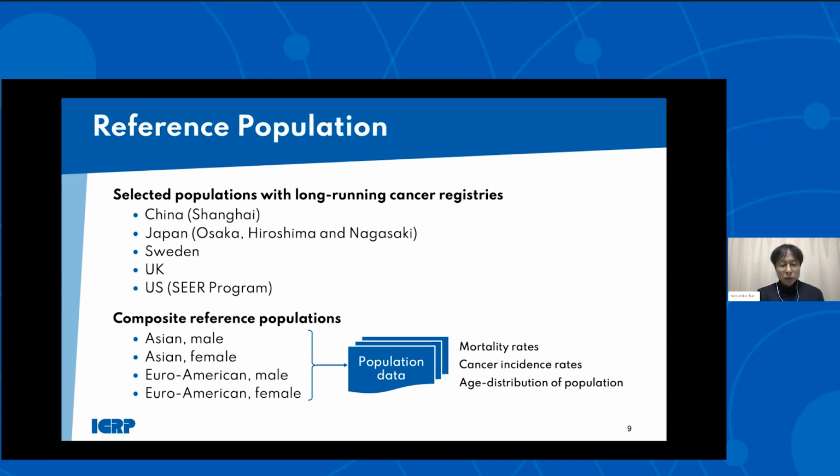Using data from these selected populations, 4 composite reference populations were constructed. They are Asian male, Asian female, Euro-American male, and Euro-American female. For these 4 reference populations, composite baseline rates and demographic data were computed from available statistics.